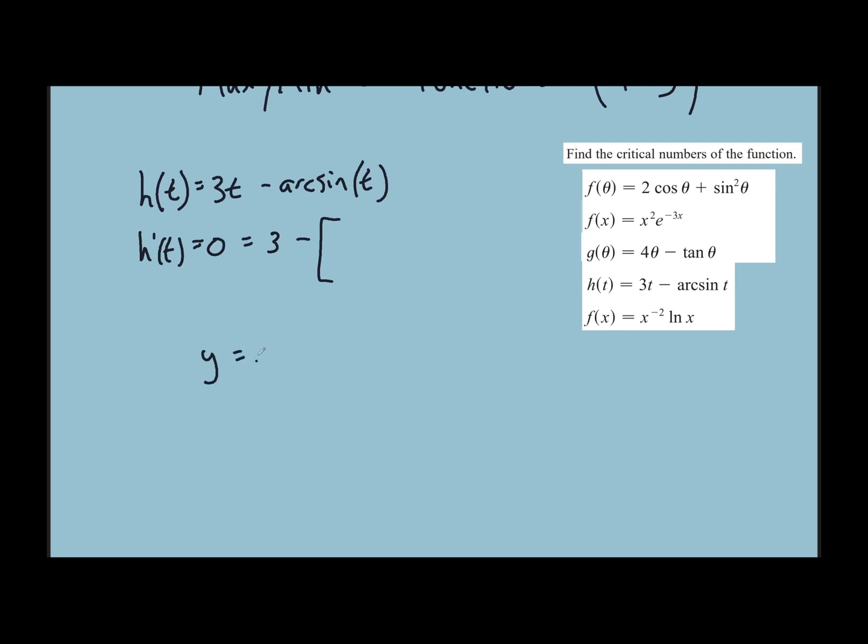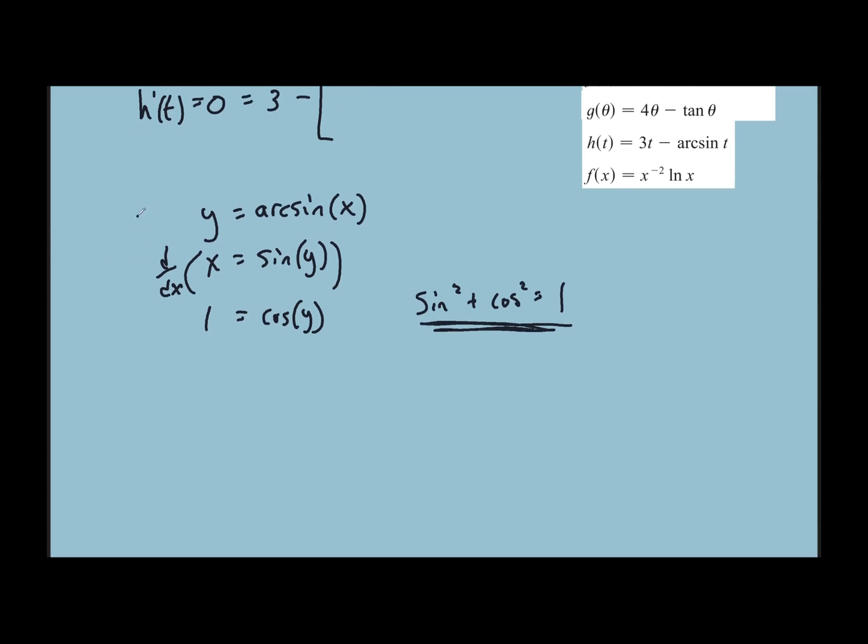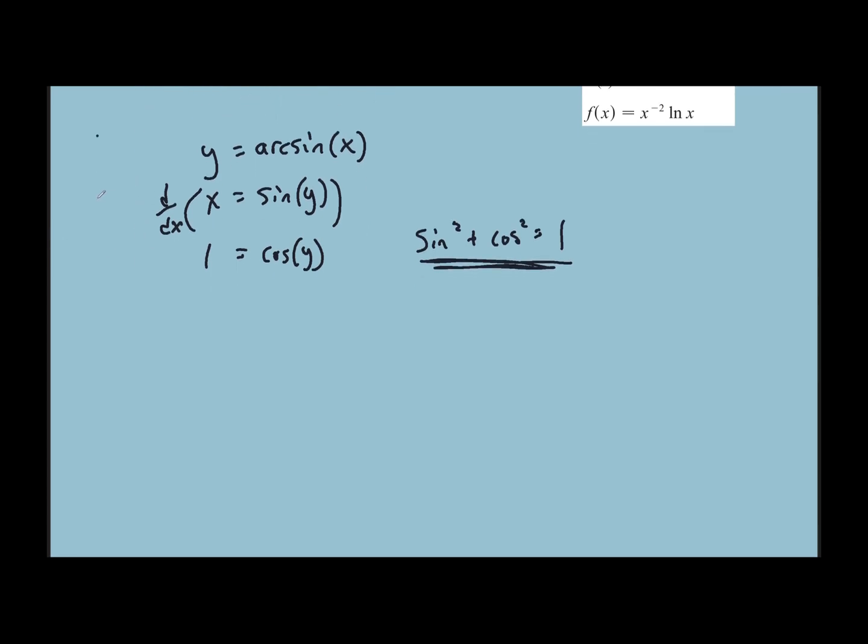If I say y equals the arc sine of t, let's say it's x. That's the same as saying x equals the sine of y. Now let's take the derivative. d dx, we get 1 equals cosine of y. And let's remember our trigonometric identity here. This is always going to be important. Sine squared plus cosine squared equals 1. That's the Pythagorean theorem inside a circle.